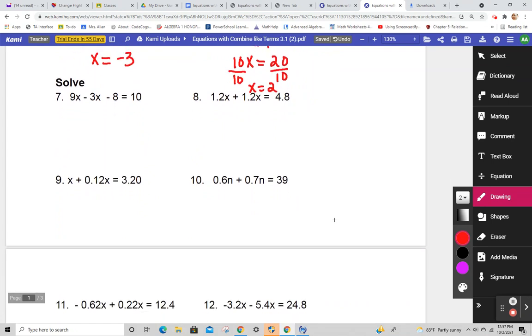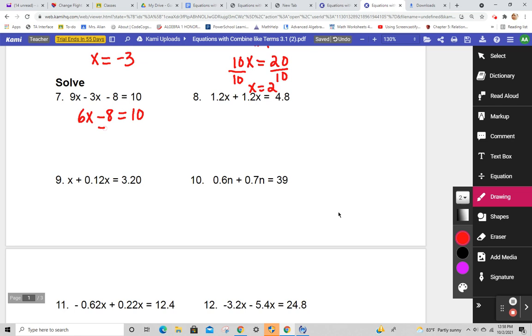All right, let's go on. Number 7. So we have 9x minus 3x, that'll give us 6x. So you always want to start by combining like terms, if there are terms that can be combined.